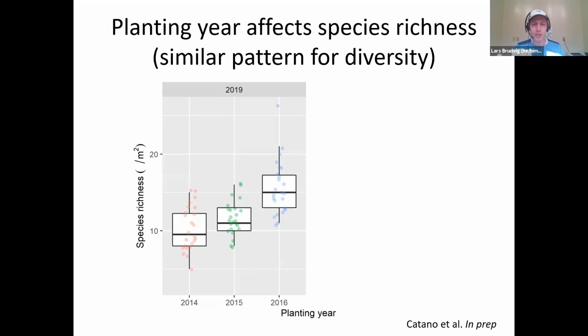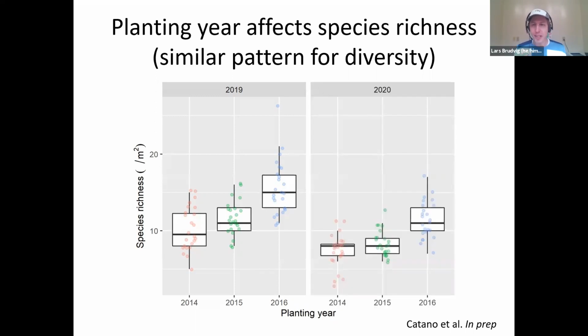So to help get around this, we and Chris have surveyed these plots in 2 consecutive years. And the idea is if we see the same patterns across years, that would be evidence that it is about the planting year per se and not necessarily about the age. So I should mention that 2020 was a mild drought year. So we see a suppression in richness overall, but in spite of that, we still see the 2016 plots with elevated species richness relative to the other 2 planting years. I should have also mentioned these are early results.